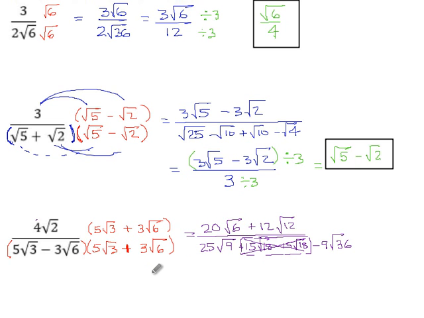Can we clean that up? Yeah, we should be able to do something with it. 20 root 6 plus 12 root 12 can be simplified. I'm going to get started on that. 12 root 12 is the same as 12 root 4 root 3. And that's good because I know what root 4 is. We'll come back to that in a minute. Downstairs, we get 25 times 3. And 9 times 6 is 54.